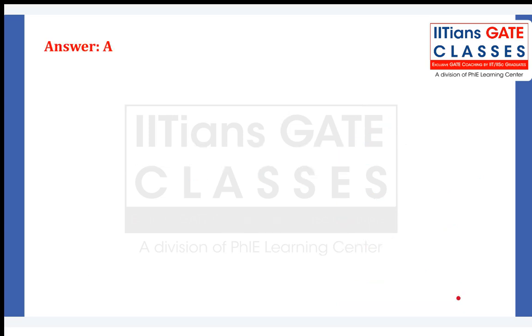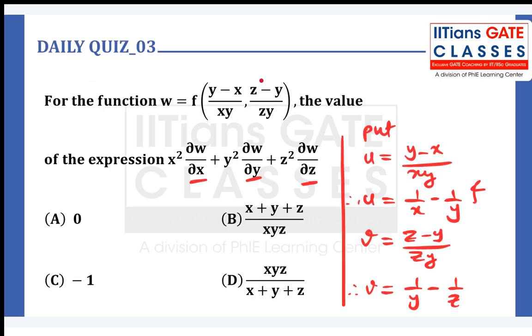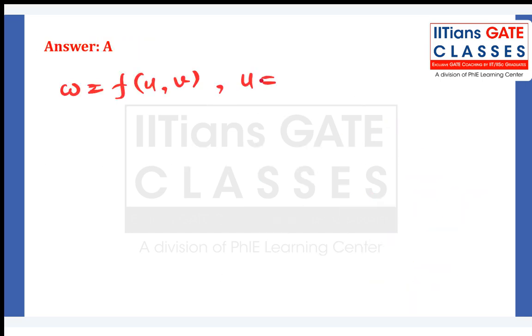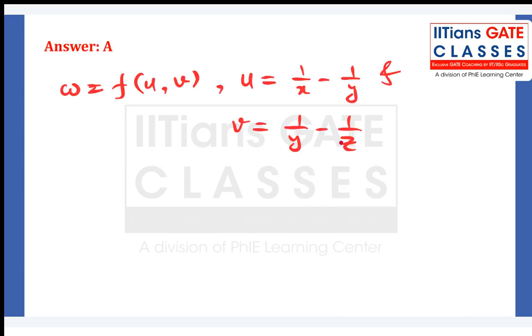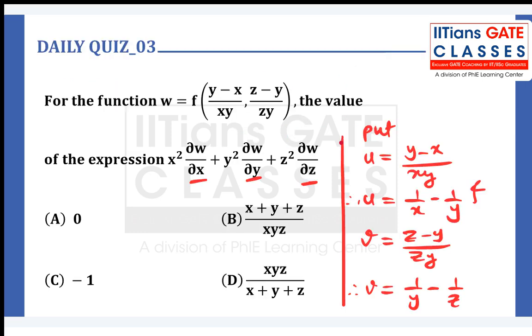So your w now just becomes a function of the variables u and v, where your function u is nothing but 1 by x minus 1 by y, and your function v is nothing but 1 by y minus 1 by z, if I'm not wrong. Okay. So now it looks like a slightly less scary function, but nonetheless it's not that easy to go forward from here as well, because you need the first order partial derivatives of w.